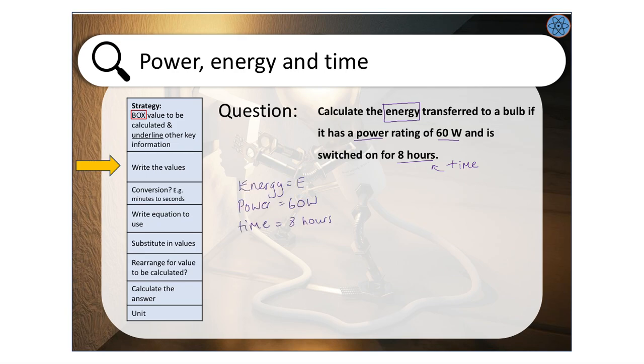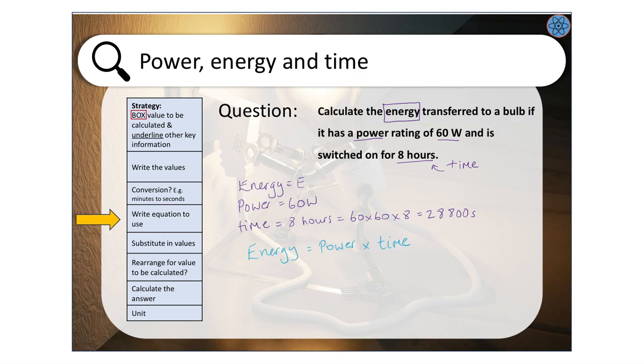So I'm now going to write out the values. Now I don't know energy, so I'm going to leave that as E. The power is 60 watts and the time is 8 hours. Next, let's check if we need to convert anything, for example minutes to seconds, and we do. We've got 8 hours. So there's 60 seconds in a minute, 60 minutes in an hour. So that's 60 times 60 multiplied by 8 because there's 8 hours, and that gives 28,800 seconds.